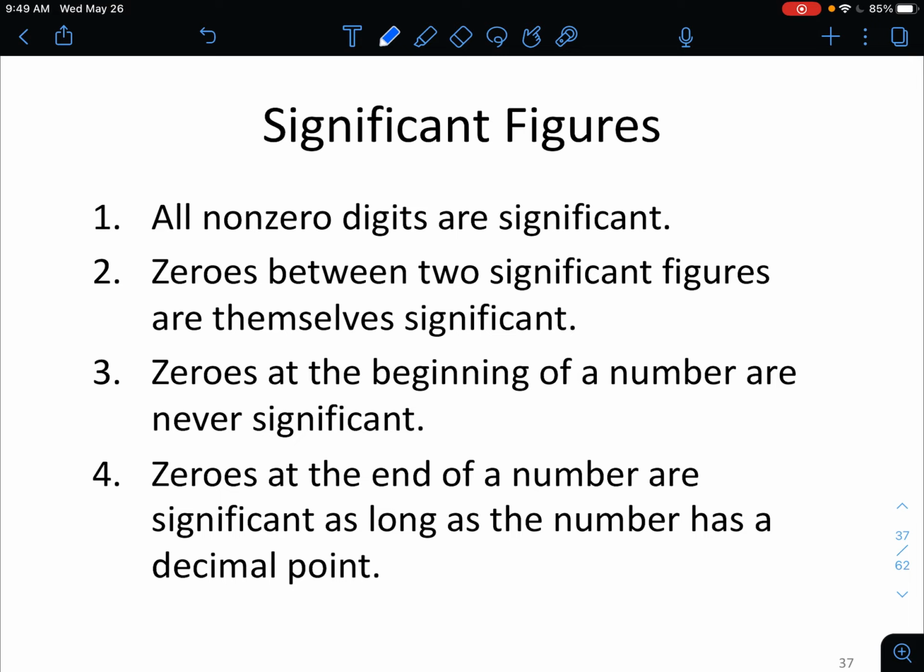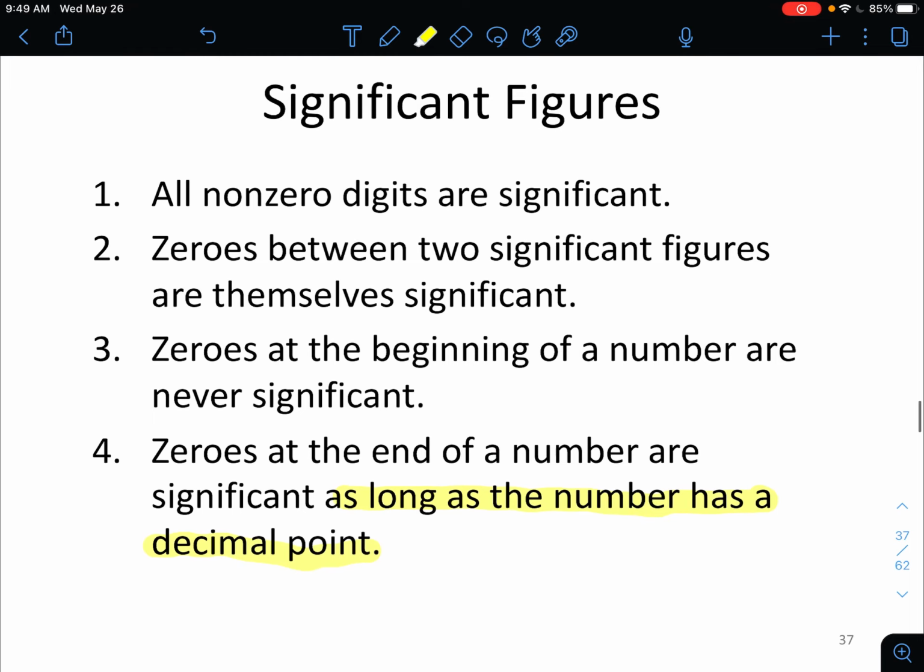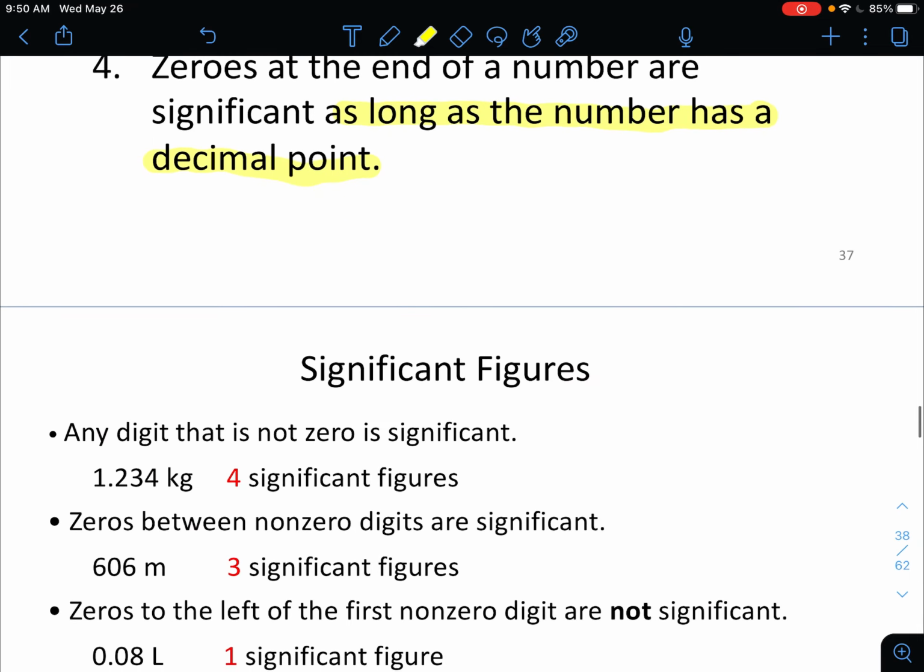Zeros at the beginning of a number are never significant. So the beginning of a number would be to tell us where we start counting from. It's just a placeholder, so that's not going to count. And then lastly, zeros at the end of a number, so on the right side of the number, they are significant as long as the number has a decimal point. So that's a really important point to make there. So as long as the number has a decimal point anywhere in the number. Okay, so I think it'll make the most sense to look at examples of these cases.